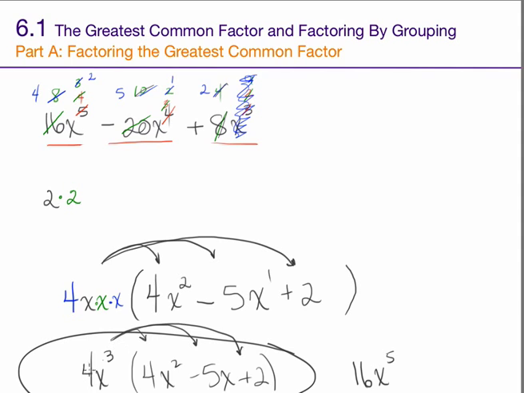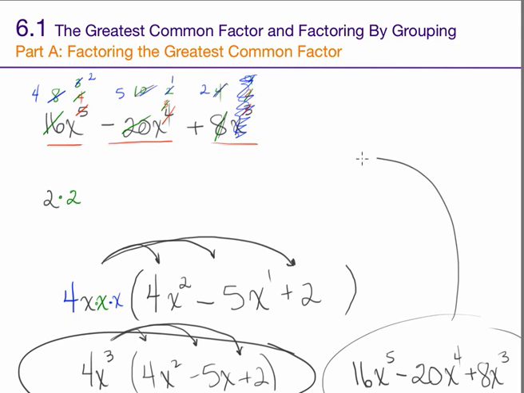The next term then is 4x cubed times negative 5x. That's going to give me negative 20x to the 4th. Finally, 4x cubed times 2 is 8x cubed. Since this is what I started with, this, with the GCF factored out, looks like this. They're equivalent. They're the same thing written in 2 different forms.